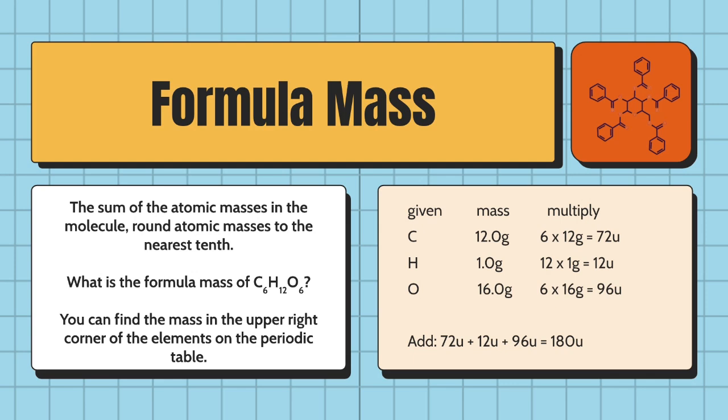Formula mass. The sum of the atomic masses in the molecule, and you round the atomic masses to the nearest tenth. Here's a sample question. What is the formula mass of C6H12O6? You can find mass in the upper right corner of the elements on the periodic table.